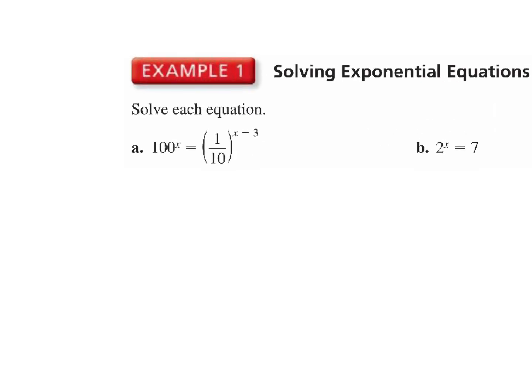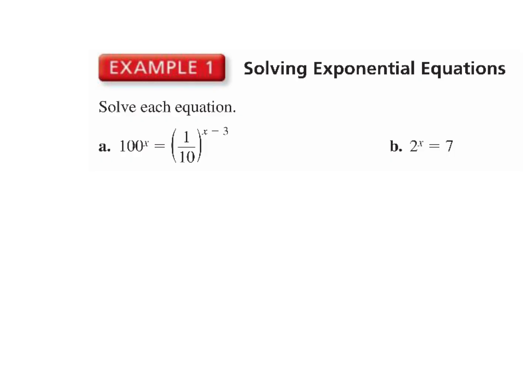Now, if you look at this first example, this looks like something that we've done before, right? Because if you have done enough of these problems, you should be able to recognize that 100 and 1 over 10 can be rewritten to have the same base. Now, 100, I know that that's 10 squared. So I have 10 squared to the x. 1 over 10 is the same as 10 to the negative 1, right? So if you remember the fraction, we can rewrite using an exponent. Right, so we get 10 to the negative 1 to the x minus 3.